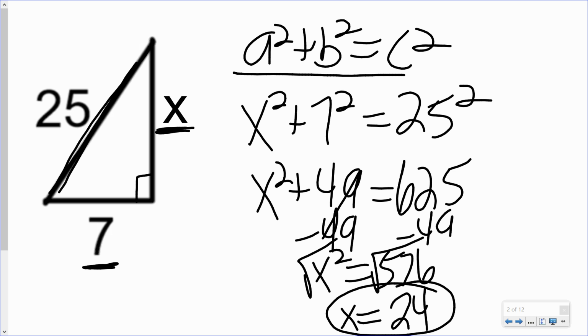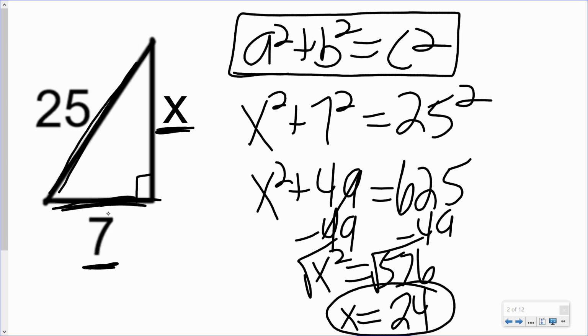So whenever I'm finding a missing side of a right triangle, I'm using a squared plus b squared equals c squared, where a and b are the legs. The legs in this example are 7 and x. The hypotenuse is c. That's my long slanted side opposite the right angle. From there, I square both of them. I do the algebra. I subtract the 49 from both sides. And to get rid of the square, I do the square root.